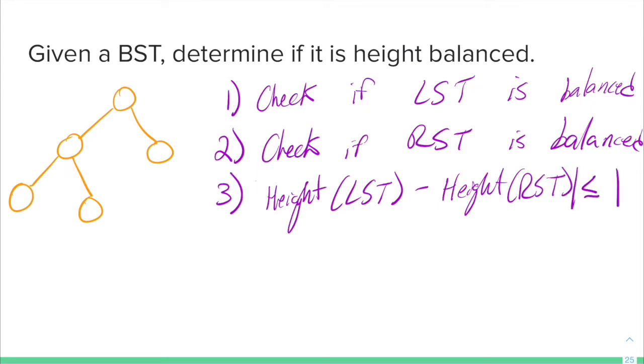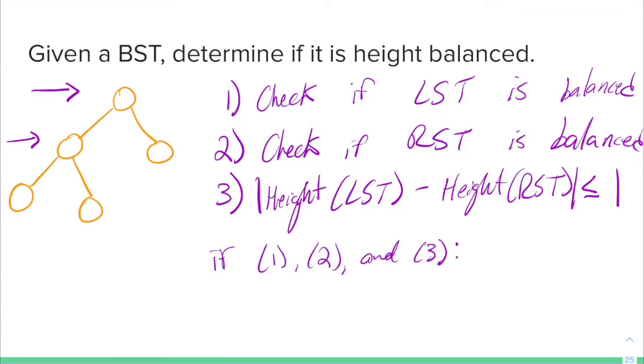And the nice thing about the height function is when we start at the root and we go down to the left subtree, we can simply have height as an additional parameter, and we can add 1 to it every time we go a depth lower in the tree. We are able to compare the heights in constant time. So if these 3 conditions are met, then what you'll do is return true, otherwise you return false.